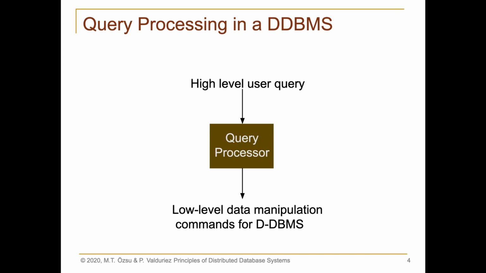When we say query processing in a distributed database management system, it's all about transforming high-level user queries to low-level data manipulation commands. When we say high-level user queries, these are declarative queries or structured query language, or we can also say these are relational calculus, which are user-level queries. And this will be fed to the query processor component, and the result of this query processor component is called relational algebra, or in other words, low-level data manipulation commands that can be decomposed and localized per network site level.